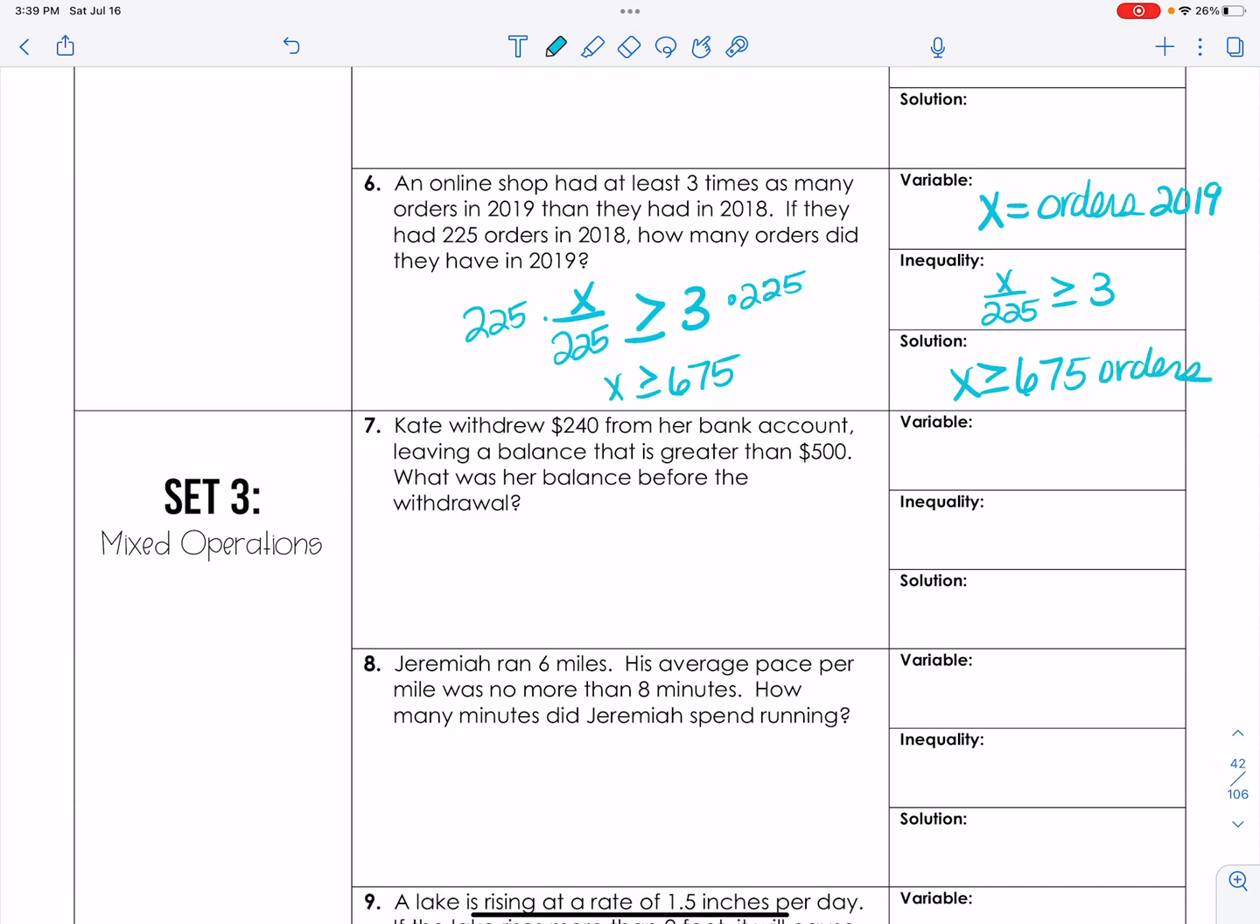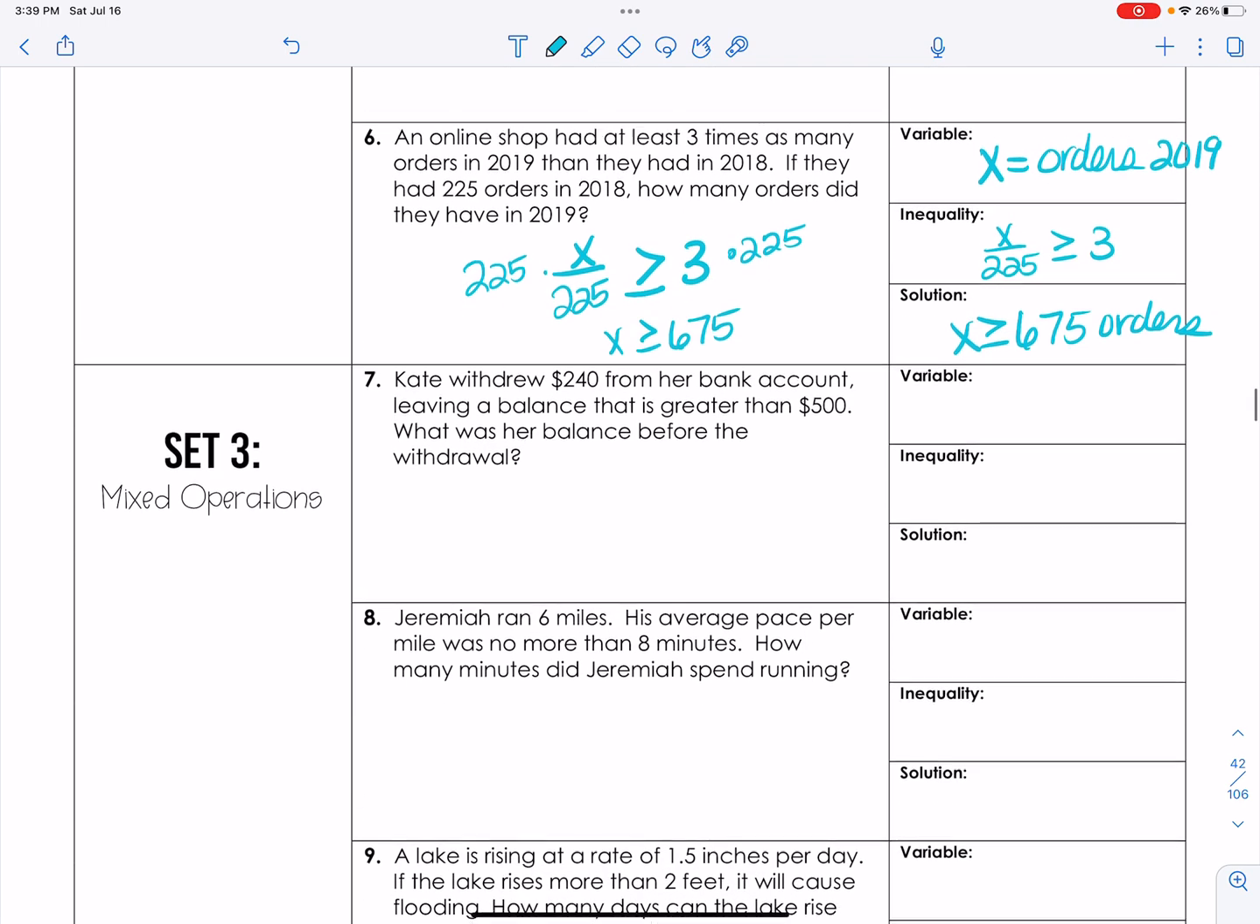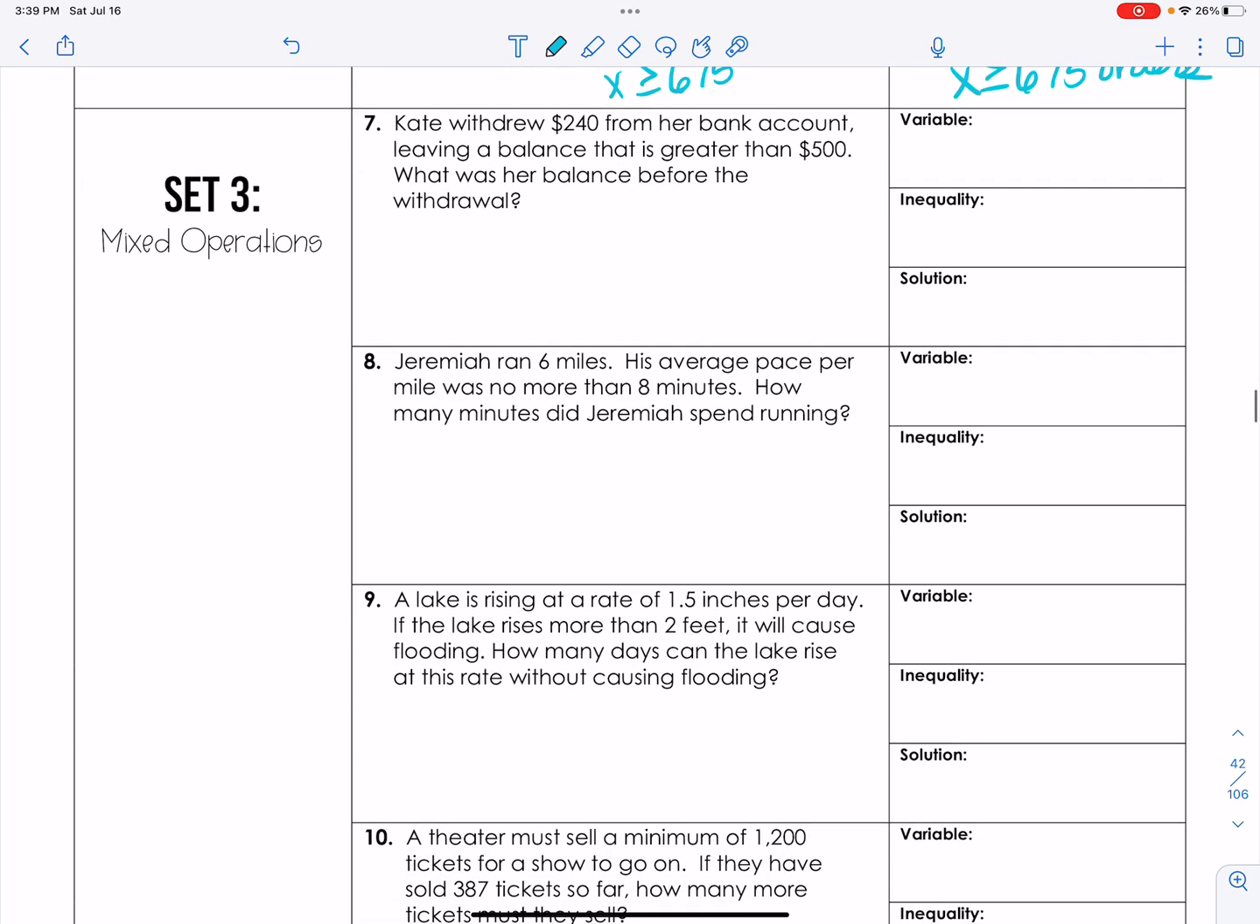Okay. All right. And then you have some of these mixed ones. So Kate withdrew $240 from her bank account, leaving a balance. The balance has to be greater than, not equal to, greater than 500. So I know this much. Okay, so my x is going to be what the balance was.